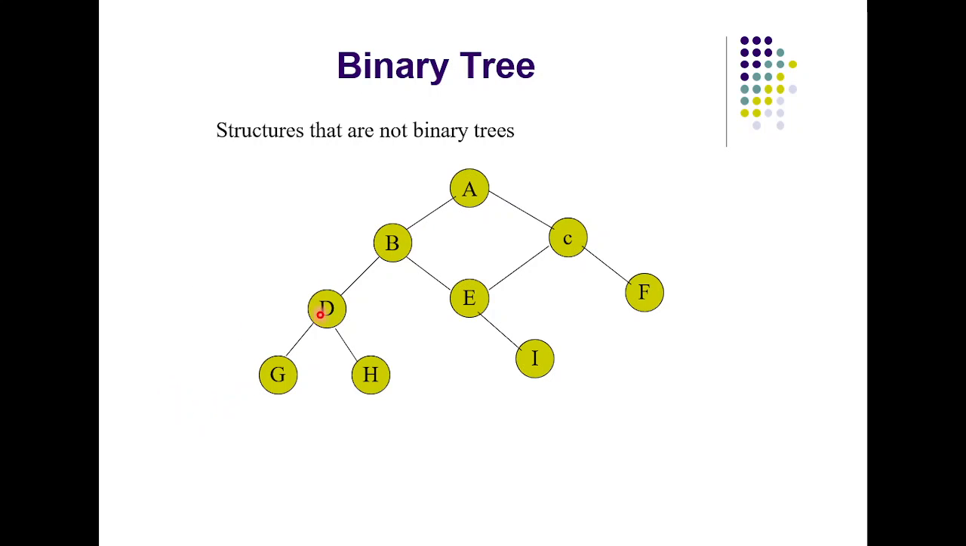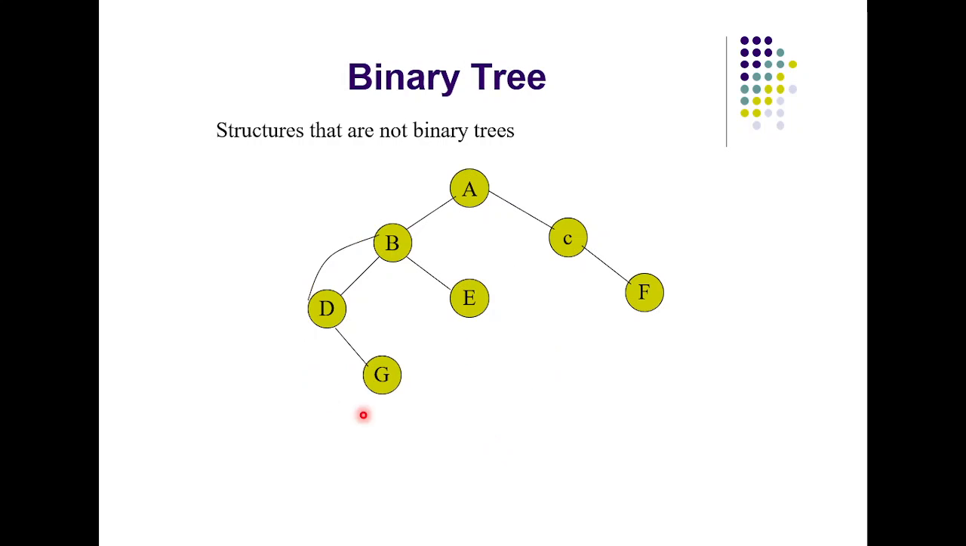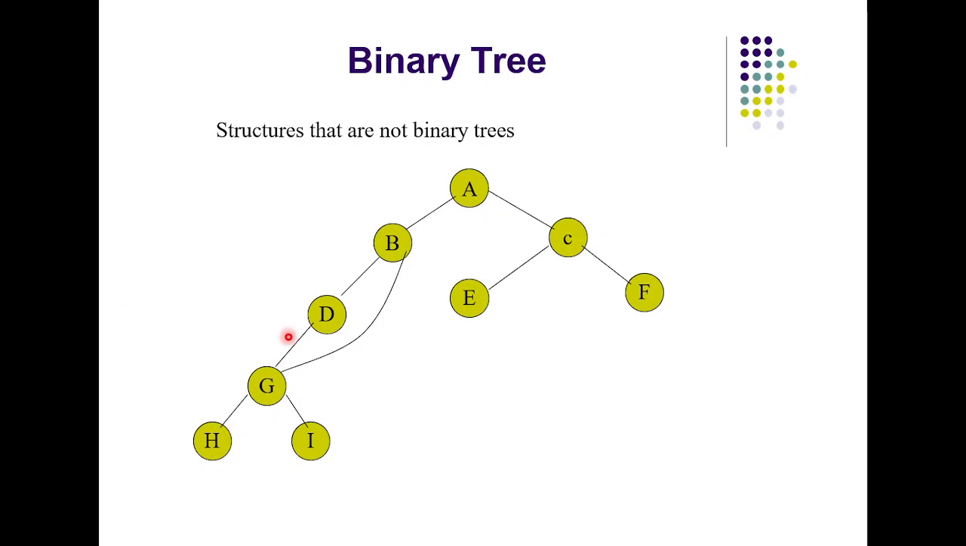So now we are checking some structures which are not binary trees, because we know that a tree is acyclic in nature. So in a tree, a cycle is not present, but here you can see that there is a cycle in this structure. So this is not a binary tree. Similarly, again, a cycle is present here, so this is also not a binary tree. Again, a cycle is present here, so this is again not a binary tree.